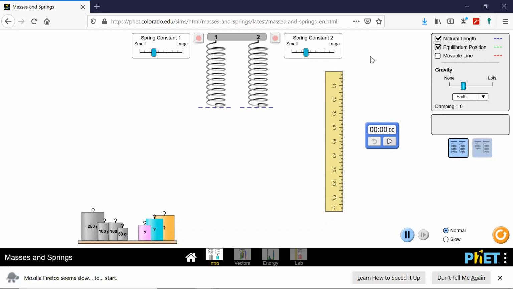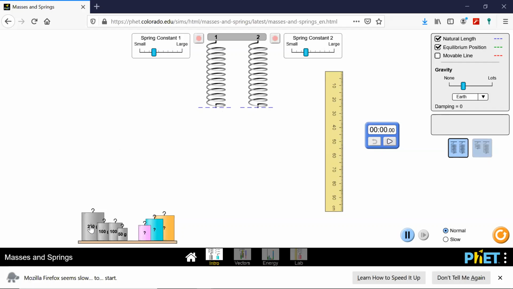So select 250 grams for your mass and attach it to spring 1. So that's what I'm going to do. So you see, there are two different things. We have the equilibrium position of the spring, and then once I attach the mass to the spring, the equilibrium position is going to change because of gravity.